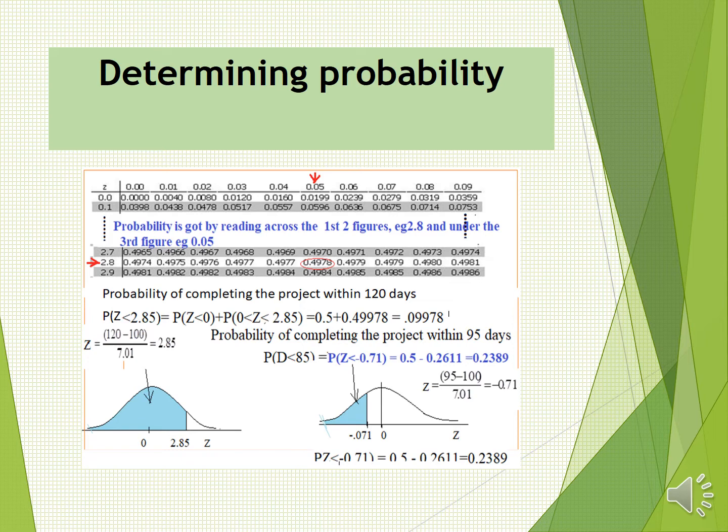For instance, if Z is equal to 2.85, the first two figures are 2.8. So we read across 2.8 as per that arrow, and then under 0.05. So this will give us 0.4976. So this is the probability from 0 up to 2.85.